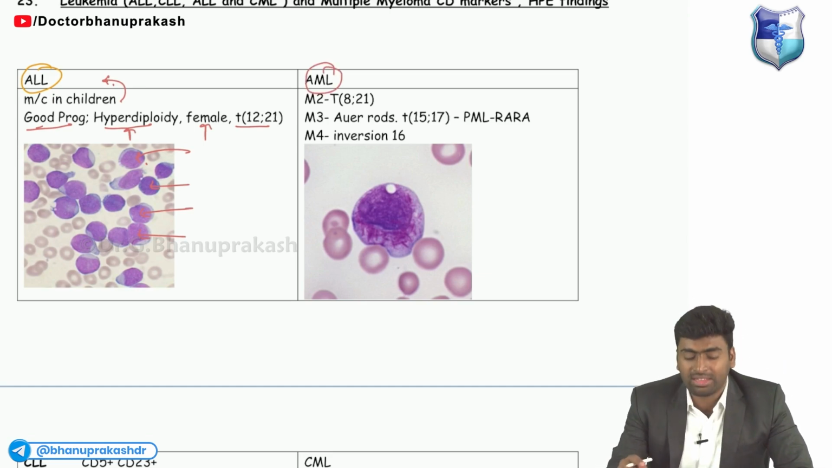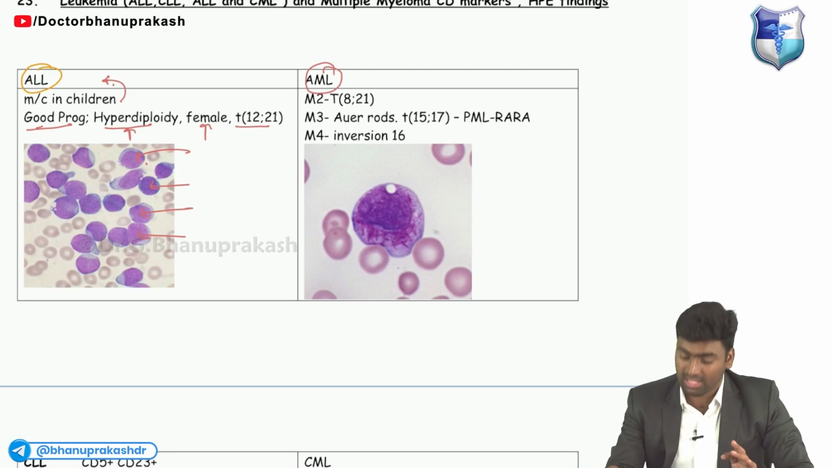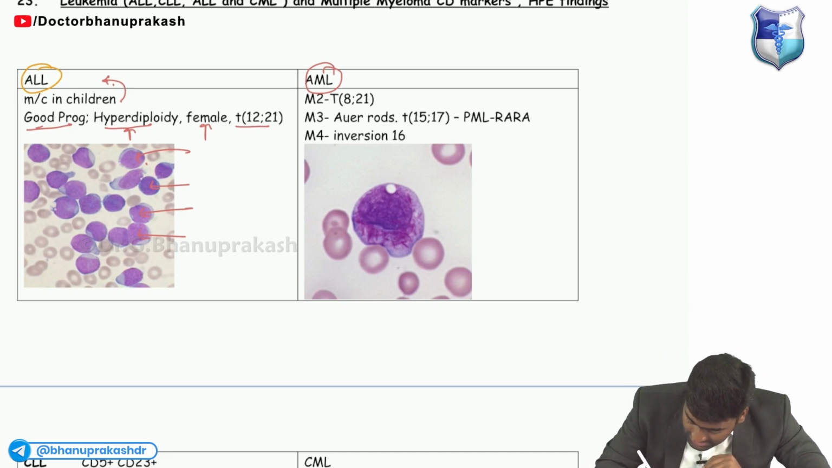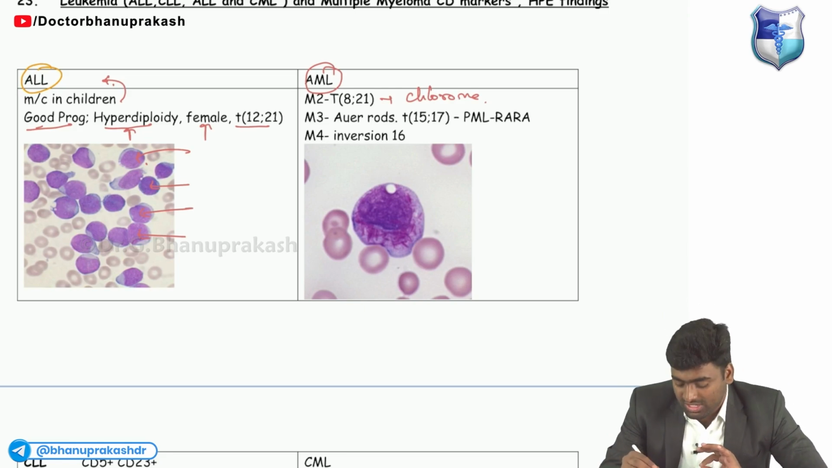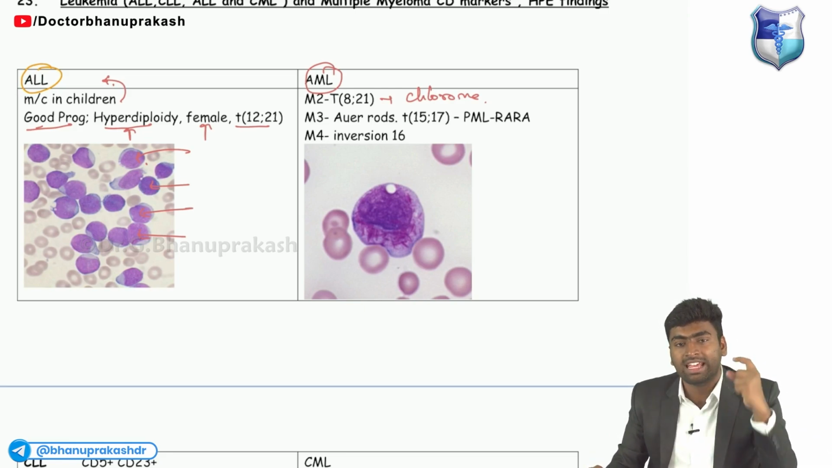AML में there are different types of leukemias, different types of classifications. तो आपको याद रखना what are the translocations. See, AML M2 is known for causing chloroma, and it will have the translocation 8;21. Remember, it is 8 and 21.